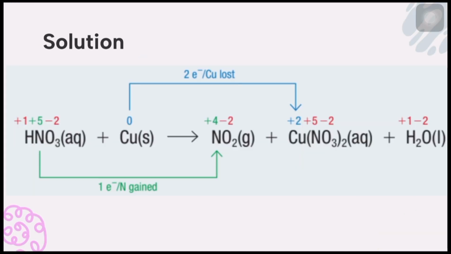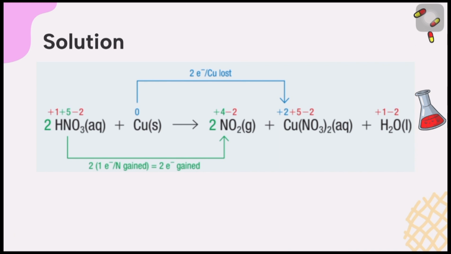We then write that copper lost 2 electrons because it went from 0 to +2, which means copper lost 2 negative charged electrons and became a positive ion. Same for nitrogen, where it gained 1 electron as it went from +5 to +4. Then we adjust the values of the coefficient to balance the electrons transferred.